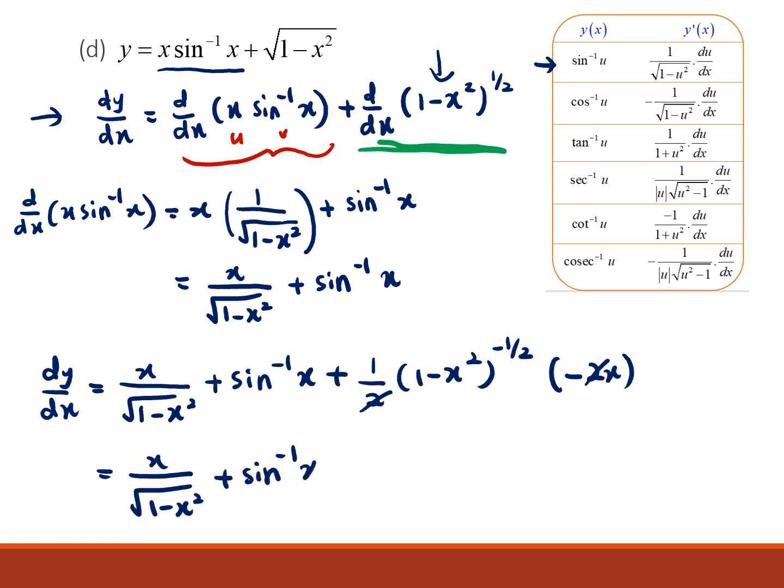So I will just rewrite these two terms. Okay, and then here it would be minus x over the square root of 1 minus x squared. So we can cancel these two. So your final answer would be arcsine of x. So that's all for the differentiation of inverse trigonometric functions.